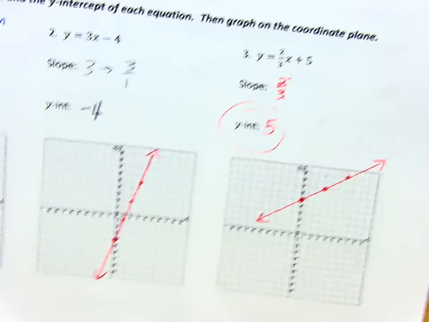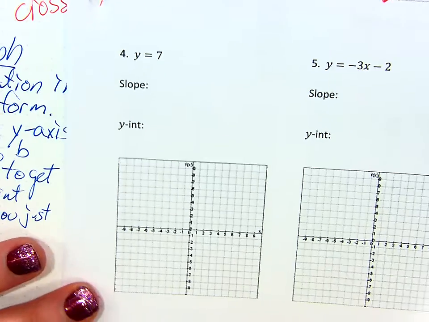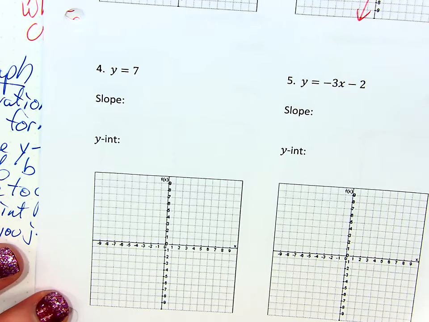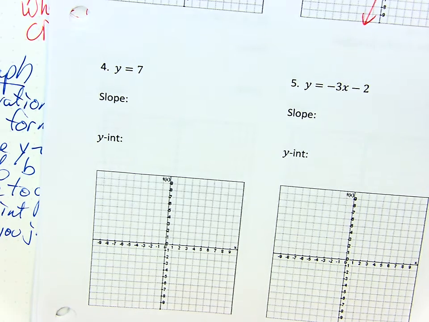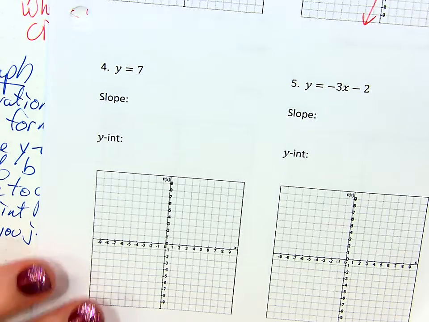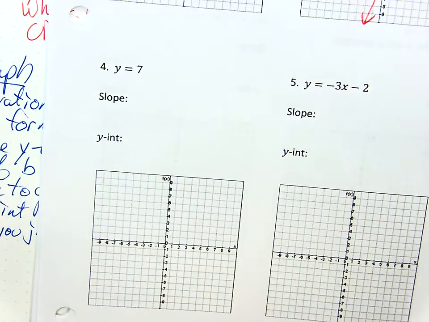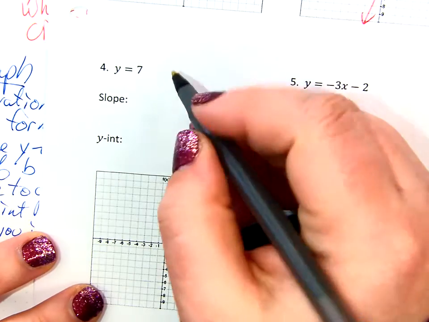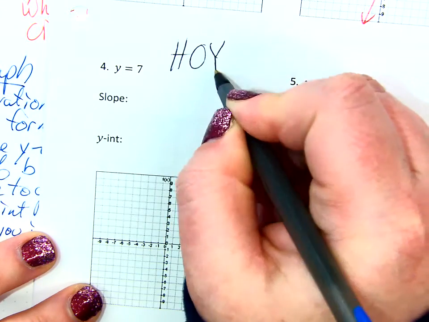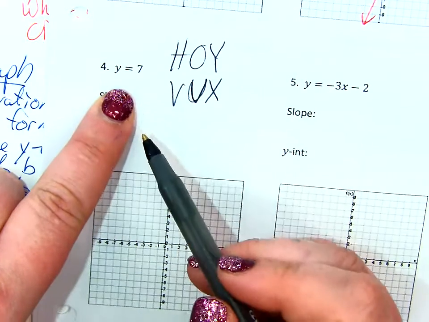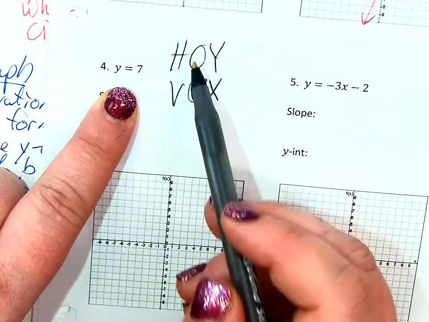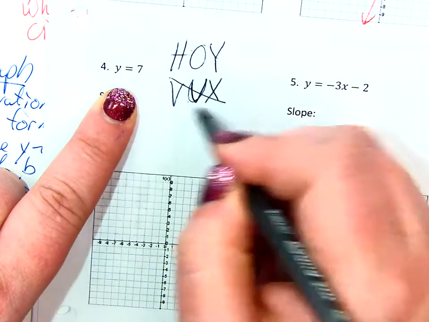All right, anyway, 4 now throws us for a loop because it does not look like y = mx + b. But is something jumping out at you? Whenever I see this, I'm supposed to think of Hoivux. Exactly. I only have one of the variables. I don't have an X and a Y. So whenever you only have one of them, that's Hoivux. And then let's see how we kind of interpret this one. It's Y equals 7. So which one am I dealing with? Hoi. So let's get rid of Vux.